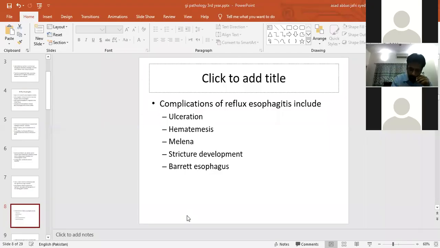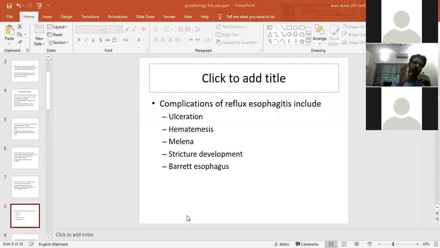And stricture formation, obviously, if the ulceration is deep enough and chronic enough, ultimately, as you know, healing by chronic inflammation is always by fibrosis. So fibrosis or strictures can develop with reflux esophagitis, although fortunately it's a rare complication.